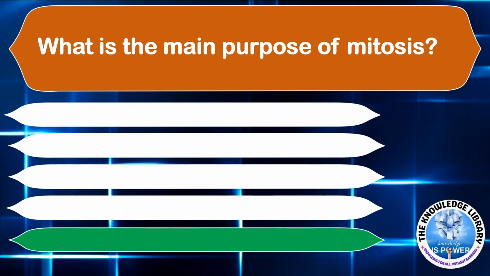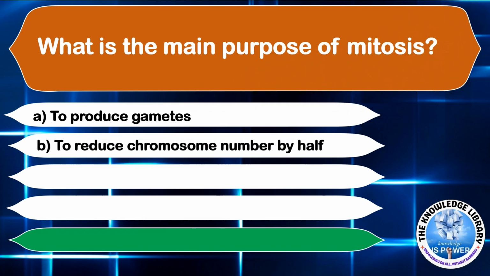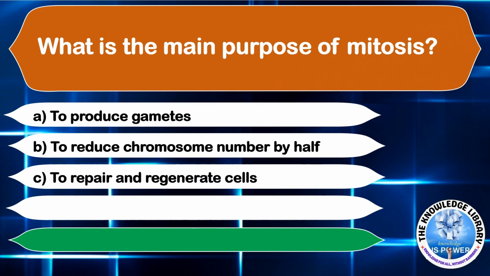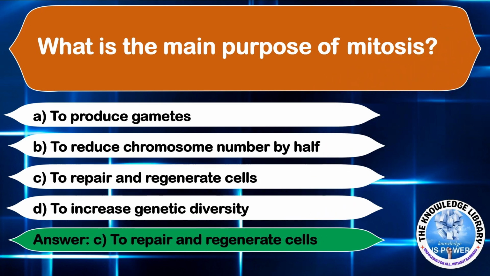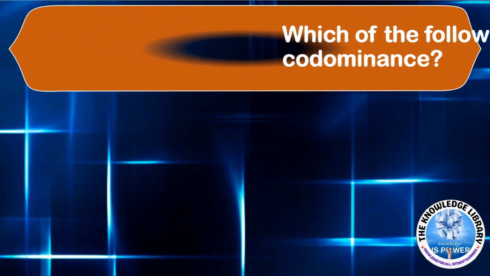The next question is, what is the main purpose of mitosis? Option A, to produce gametes. Option B, to reduce chromosome number by half. Option C, to repair and regenerate cells. Option D, to increase genetic diversity. The correct answer is option C, to repair and regenerate cells.